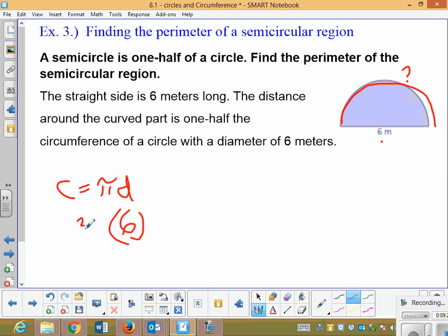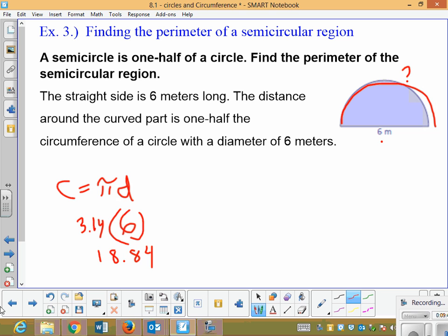So 3.14, and then I'm going to go ahead and multiply that. If you can't do this in your head, then you can always do it on the side. So 3.14 times 6 is going to be 18.84. So I'm going to go ahead and jot that down, 18.84. I'll put it over here, 18.84, and that's going to be the C.